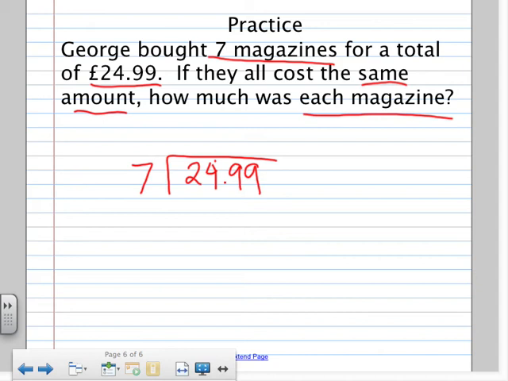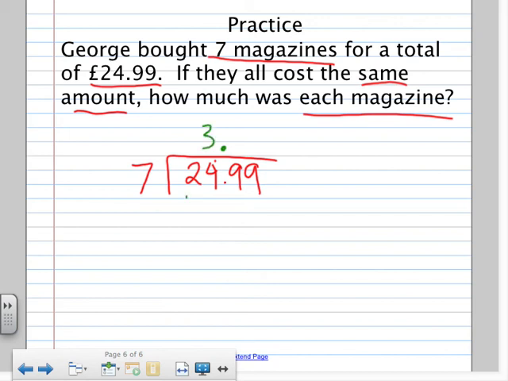In this problem, 7's already a whole number, so I don't need to slide anything. If the divisor outside the little house is a whole number, you don't need to slide that decimal. Just keep it where it was. It just comes straight out, and that's it. So let's go ahead and do our division.